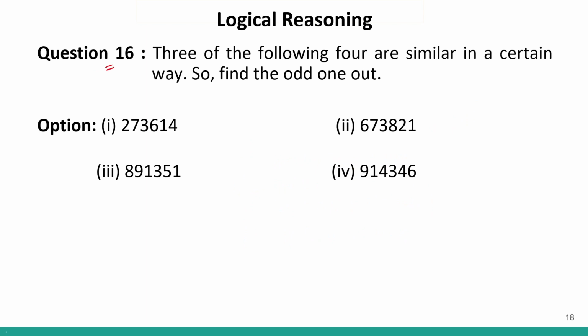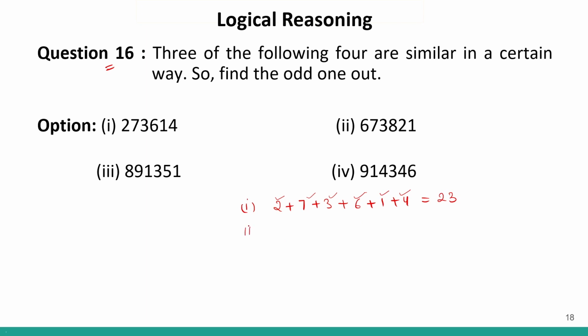Now, question number 16. In question number 16, again 4 options, and we have to identify the answer. If I look over here, option number 1, we have 2 plus 7 plus 3 plus 6 plus 1 plus 4. 7 plus 3 is 10, 6 plus 4 is also 10. That means 20. And 20 plus 2, 22, plus 1, 23. So this is 23.